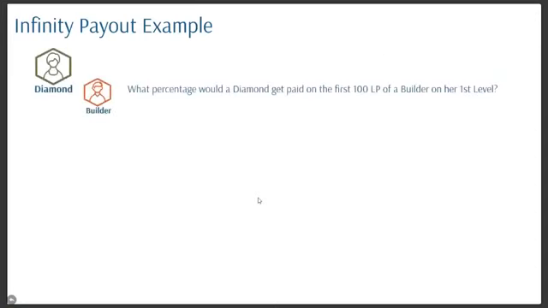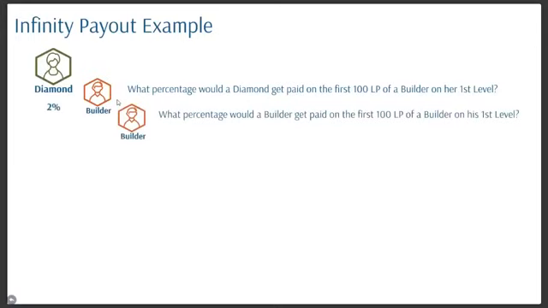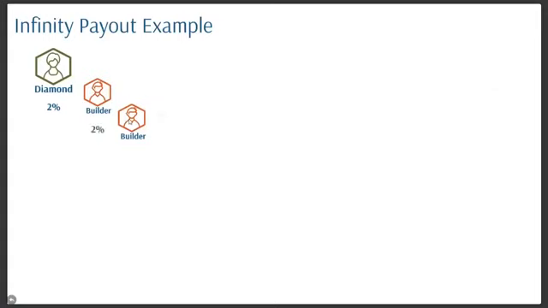So my very first question to you, so you can understand how this chart is going to work: what percentage would a diamond get paid on the first 100 LP of a builder on his or her first level? So here we have a diamond. What percentage are they going to get paid on the first 100 LP of a builder that's right here on their first level? If you said 2%, you're right. Great. So then what percentage would this builder get paid on the first 100 LP of a builder on their very first level? If you said 2%, again, you're right.